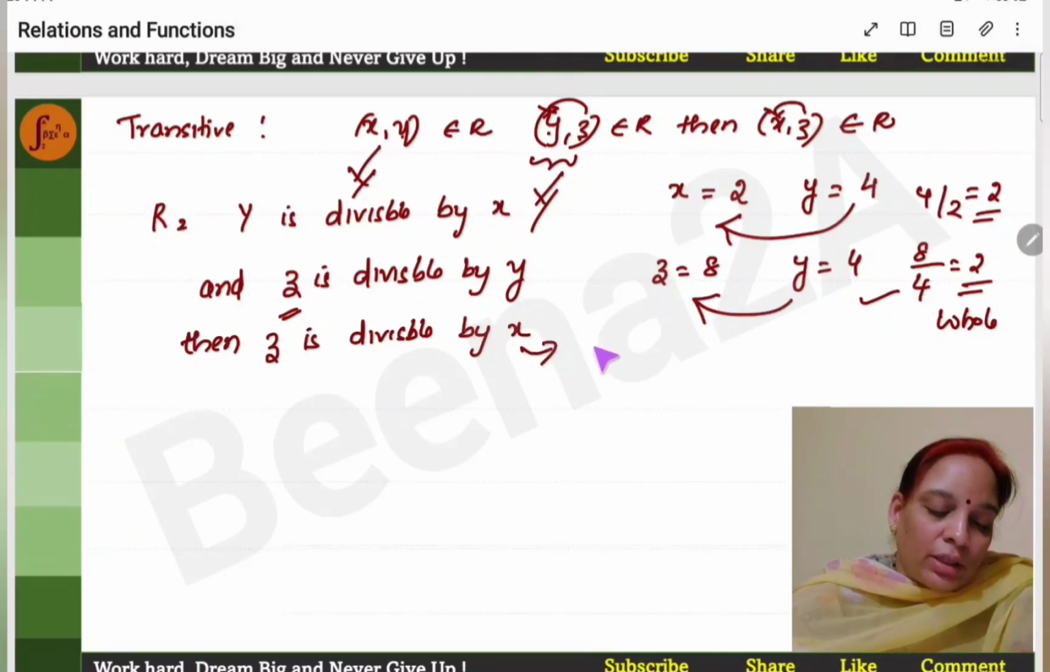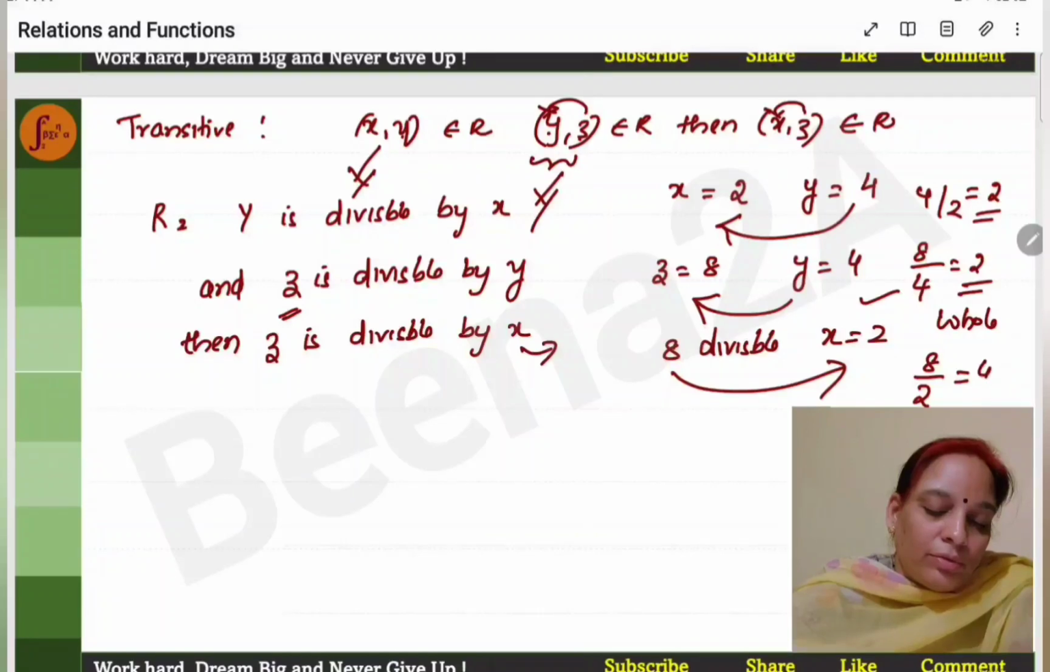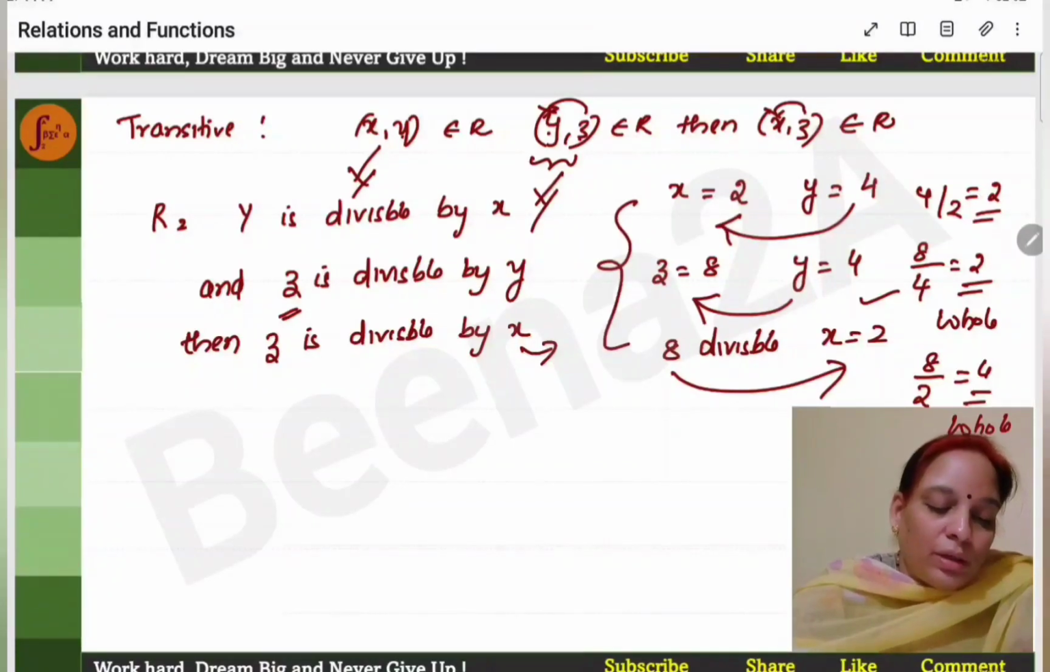Let's look at third condition. Z is divisible by X. What is Z here? 8. 8 should be divisible by X. That is 2. Right? 8 is divisible by 2. 8 by 2 is 4. It's a whole number. Therefore, it is divisible. So, using this example, we can say that R is transitive.